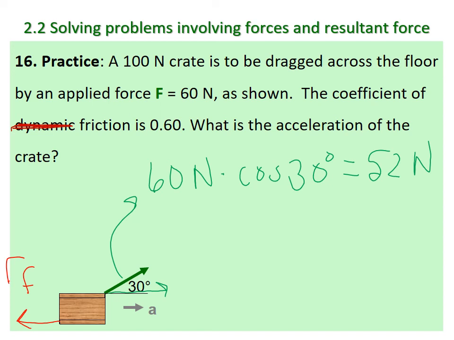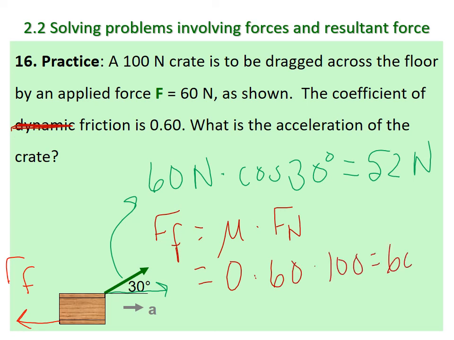The force of friction is mu times force normal. The magnitude of the force normal equals the weight. So force of friction equals mu times force normal. That is 0.6 times 100, which is 60 newtons. 52 newtons of applied force is not enough to overcome 60 newtons of friction, so the object does not accelerate.